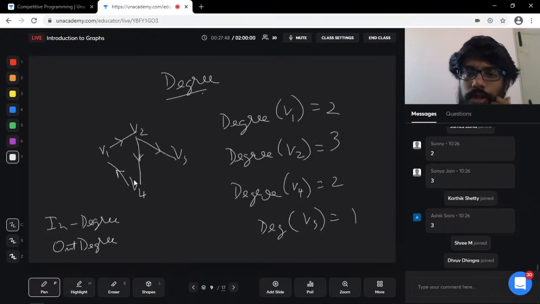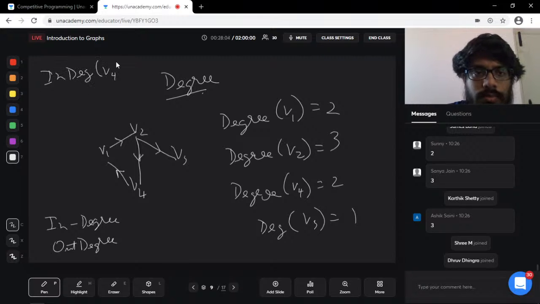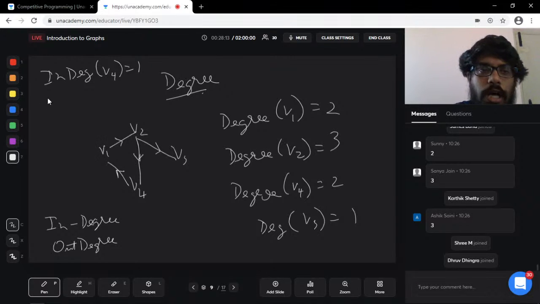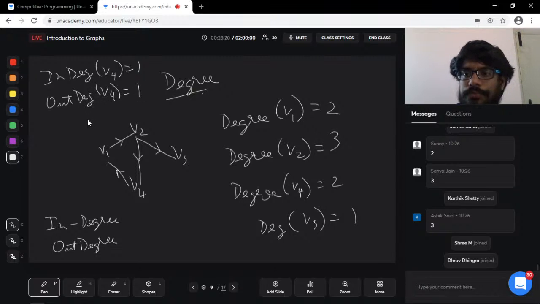So if I take V4, there is one edge coming into me. It is coming from V2 into V4, right? And there is no other edge coming into V4. So the in degree of V4 is 1. Similarly, there is one edge going out of V4, and there is no other edge going out of V4. So the out degree of V4 is also 1.